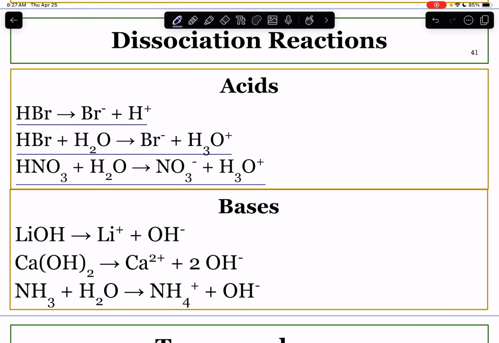Now, when you're writing out the dissociation reaction for a base that does not have hydroxide in it, like NH3, then you write out the water molecule so that you can take the hydrogen from the water molecule and move it over to the base, because that's what bases do. They accept a hydrogen, and then it would look like NH4 plus and OH minus.